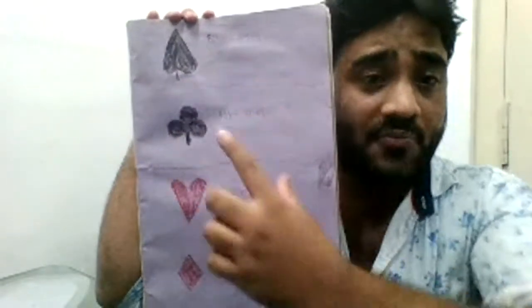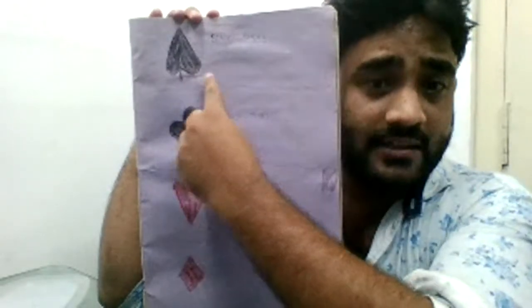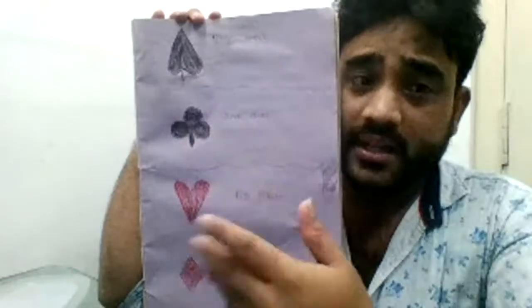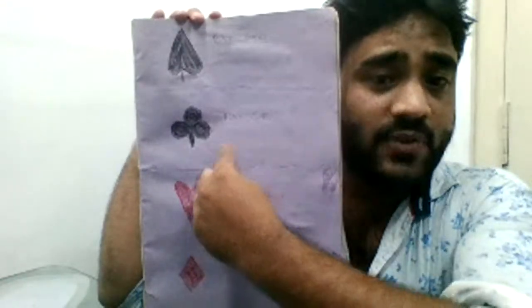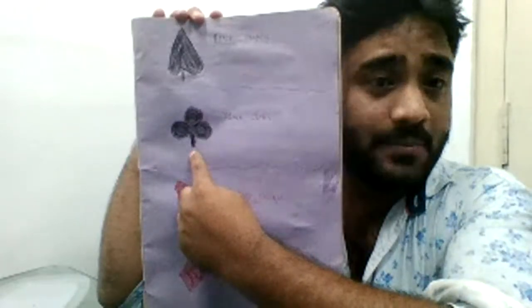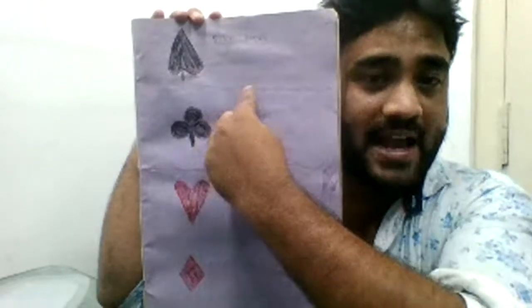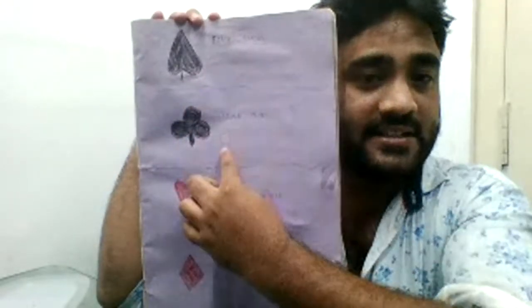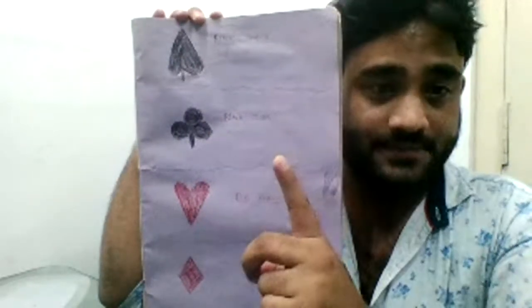So out of 52 cards, 13 cards are like this, and I have already mentioned how the 13 cards are there. The other 13 cards will be black clubs, whose shape is quite similar to a flower. So this is black clubs and this is black spades. These two sets of 13 cards make a total of 26 black cards.